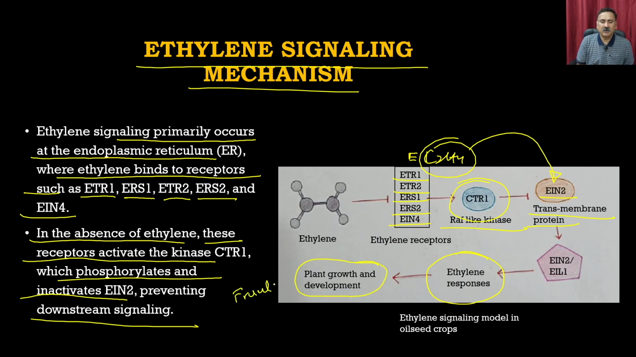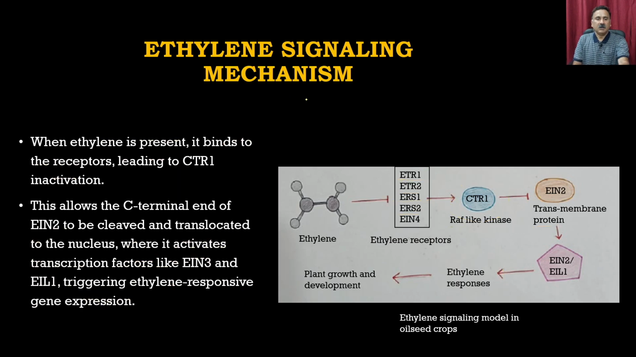So fruit ripening is one of the important features of ethylene hormone mediated signaling. So when ethylene is present, it binds to the receptor, leading to CTR1 inactivation. So this CTR1 is not going to be active.